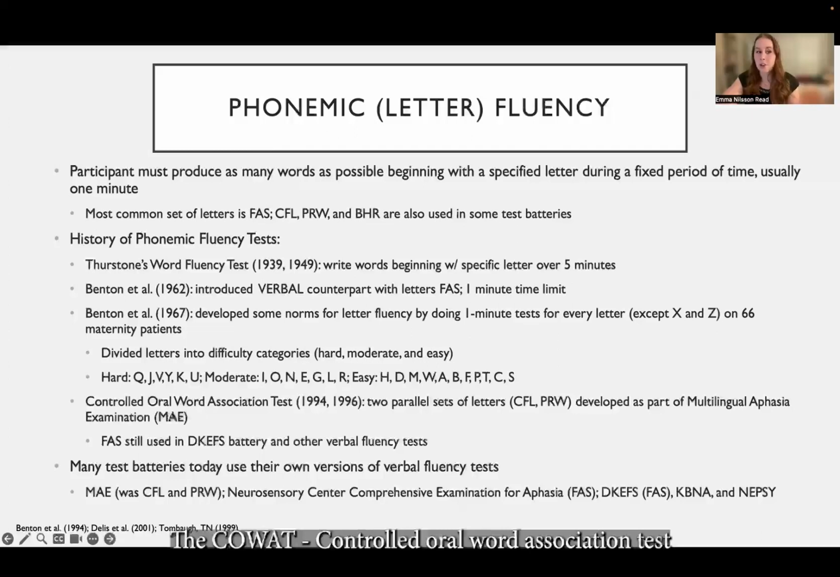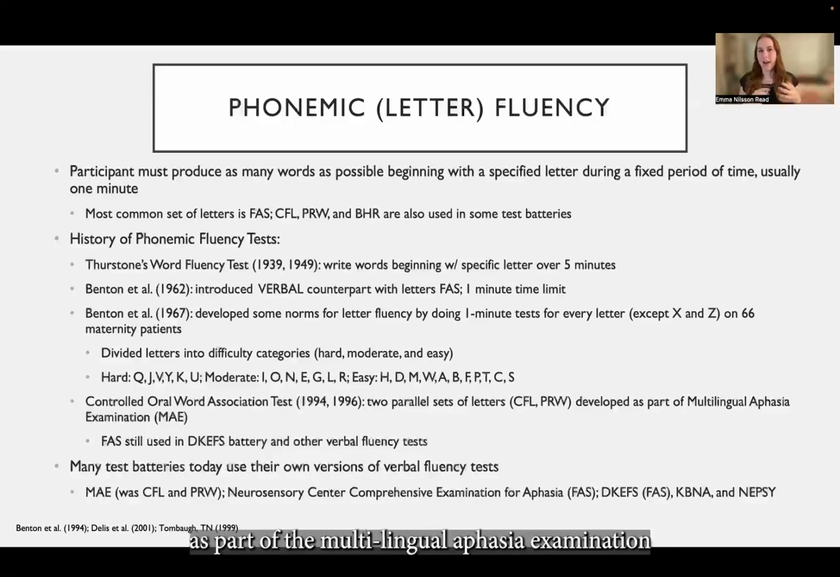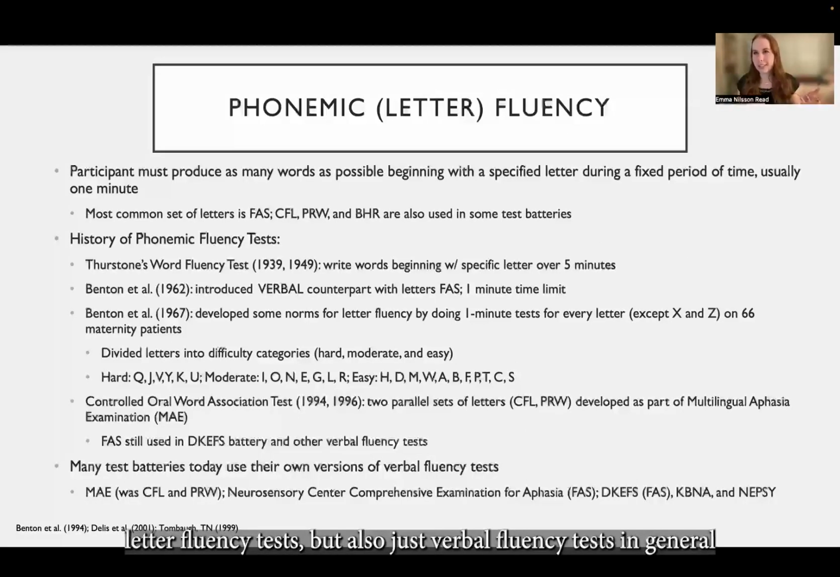The COWAT, the Controlled Oral Word Association Test, is a very commonly used letter fluency test. And it uses 2 parallel sets of letters. It uses CFL and then PRW. And it was actually developed as part of the Multilingual Aphasia Examination. Letter fluency tests, but also just verbal fluency tests in general, are really commonly used to help diagnose aphasias.